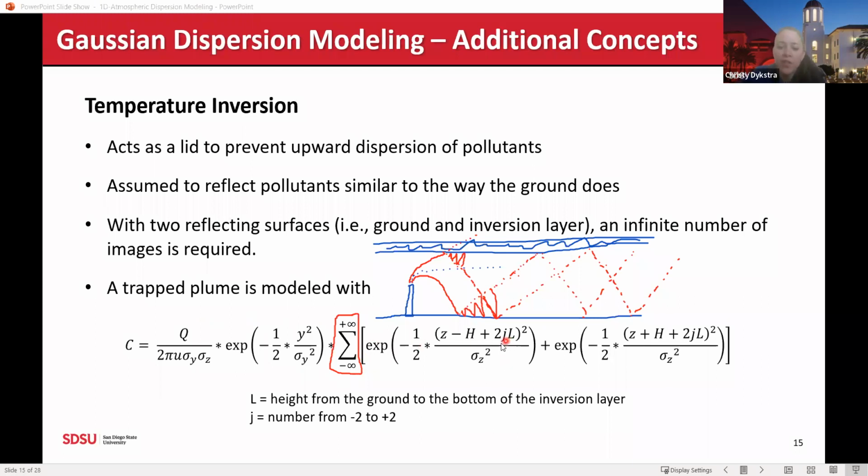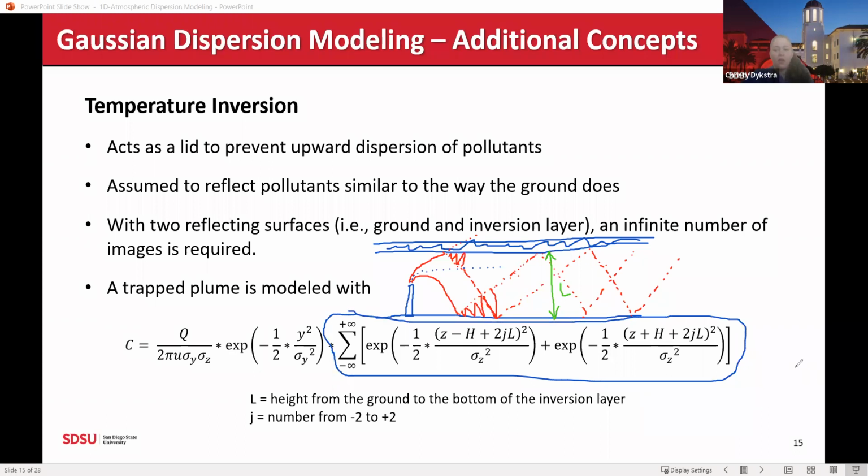So we have this j term, and then the other term that we need to know is this L term. This is going to be the height from ground to our confining layer, or inversion layer rather. So this right here is going to be L. And so plugging all of that in, we can get this term right here.